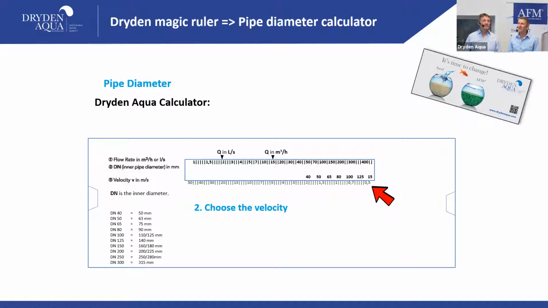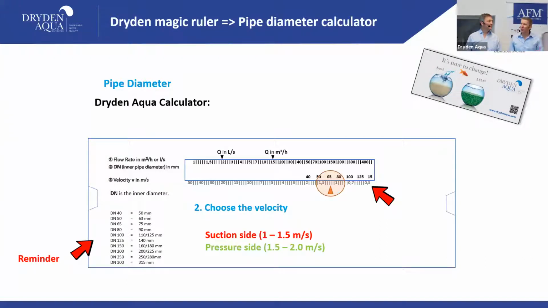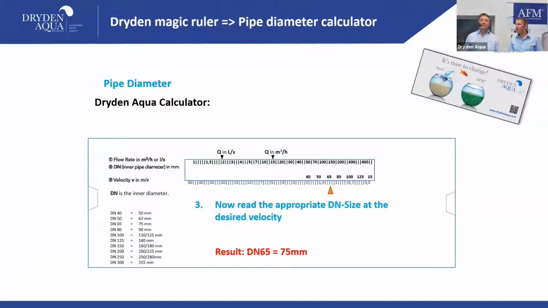Then you decide on the maximum velocity, or the range of velocity, that you want to see. What we mentioned before is that on the suction side we are between 1 to 1.5 meters per second, which is equivalent to about 3 to 5 feet per second. And on the pressure side, from 5 to 6.5 feet per second. You will be able to read this from here. Then, based on that, you can identify the pipe diameter that is necessary to achieve that. Here it would be 2.5 inch on the suction side, and 2 inch on the pressure side. So very easy.